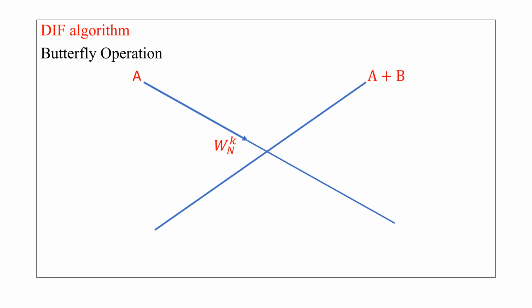We will see the butterfly operation. For the DIF algorithm, here A and B are the inputs and WNK is the twiddle factor. A plus B is the output. Similarly, A minus B times WNK is also the output in the lower loop.